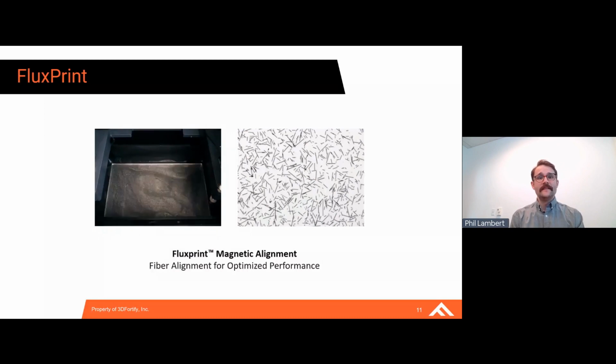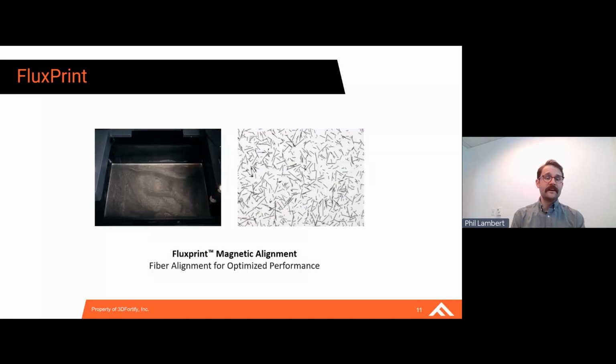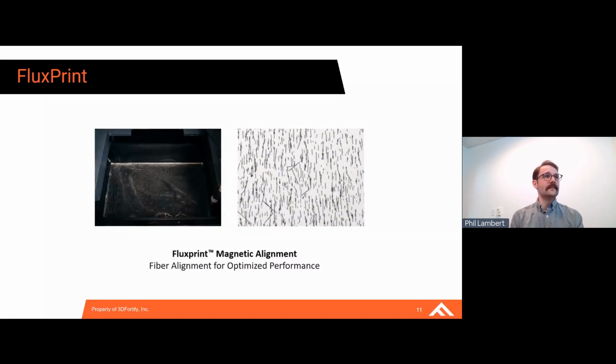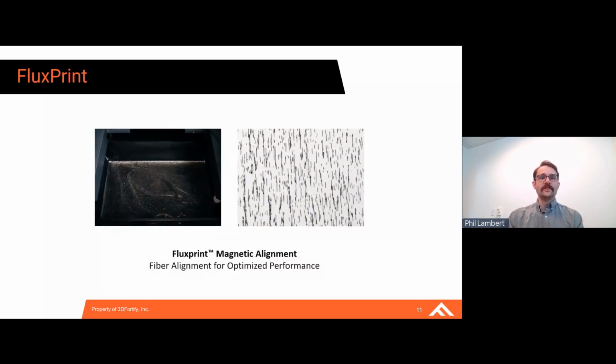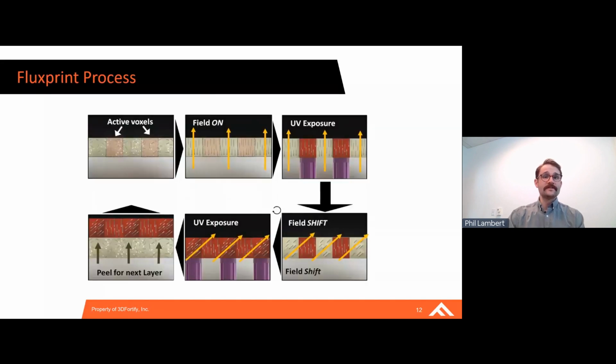This is the technology that exists on the Flux 1 and the Flux 3D series of 3D printers. And this is fiber alignment. So we leverage electromagnets to align fibers. I'm going to play this video here. You can see that when we activate the electromagnets, those fibers align along the field of magnetic flux, and then we cure them into that location. And this is how it works.